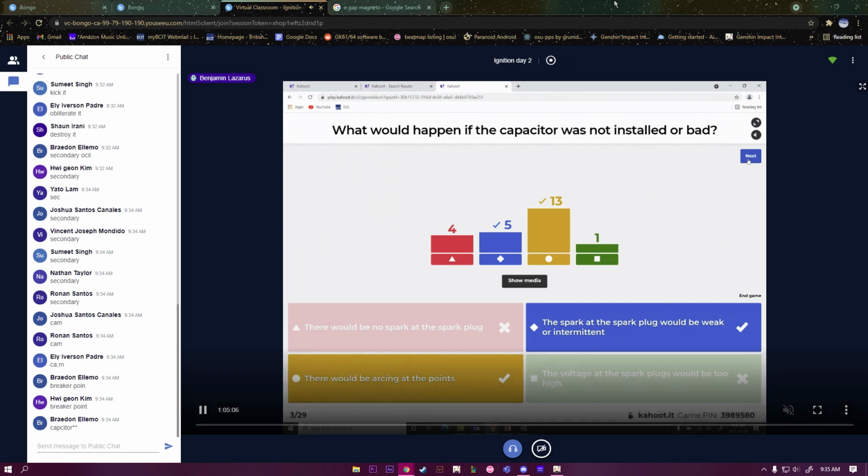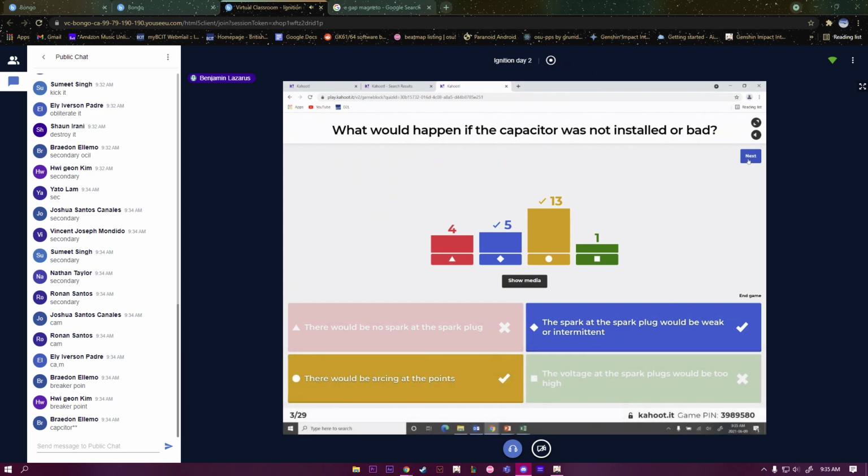Okay. A weaker intermittent spark and arcing at the points. Right. No spark at the spark plug. It's possible that you'd get no spark at the spark plug, but it's more probable that if you spun that magneto fast enough, you would still be able to get a spark, but it wouldn't be dependable.